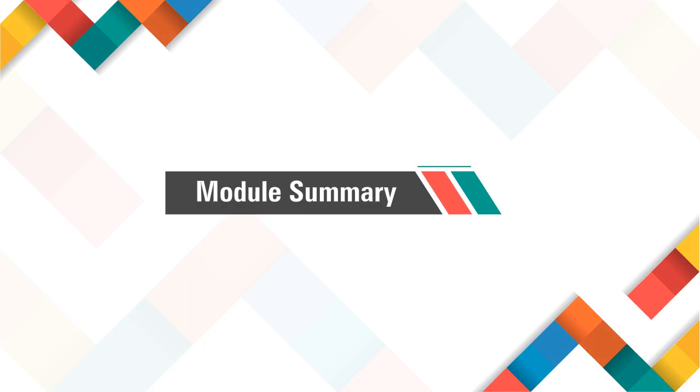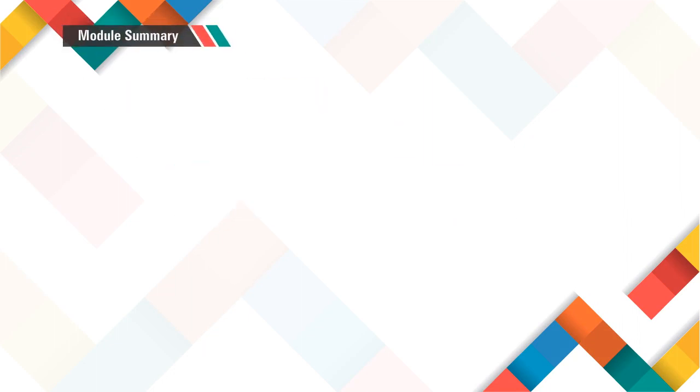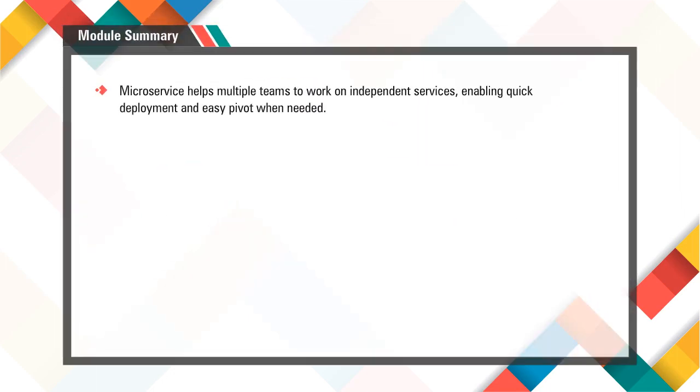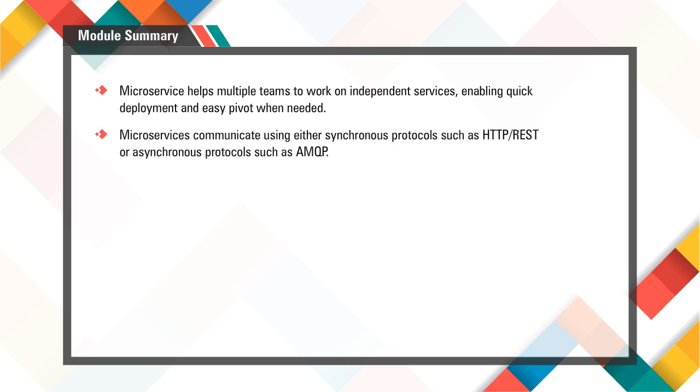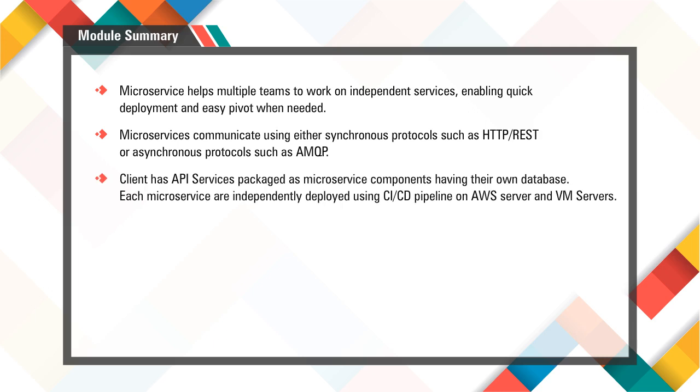You have reached the end of this module. Here are a few key points covered in this module. Microservices help multiple teams to work on independent services, enabling quick deployment and easy pivot when needed. Microservices communicate using either synchronous protocols such as HTTP or REST, or asynchronous protocols such as AMQP. The client has API services packaged as microservice components having their own database. Each microservice is independently deployed using a CI/CD pipeline on AWS servers and VM servers.